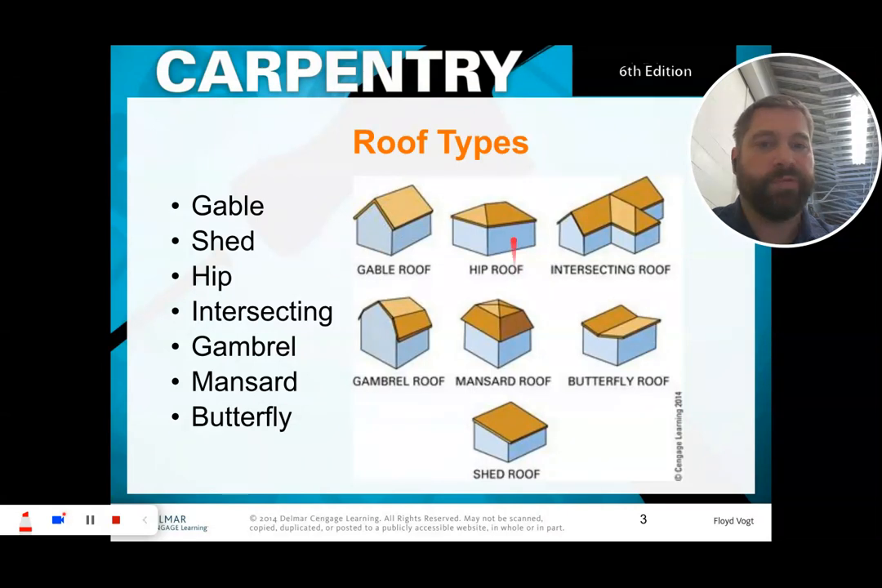Second is a hip roof, so it looks like the gable, but it ends here, and then everything comes out on an angle. The intersecting roof, you can see, is a combination between the gable roof and the hip roof. The gambrel roof, you can see it's kind of different. It comes up at, well, not sharp angles, but it's angular as compared to the gable or the hip.